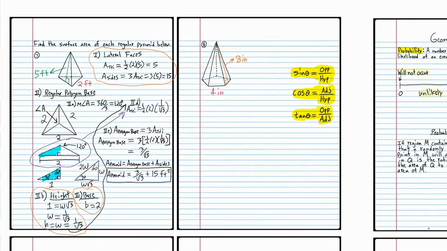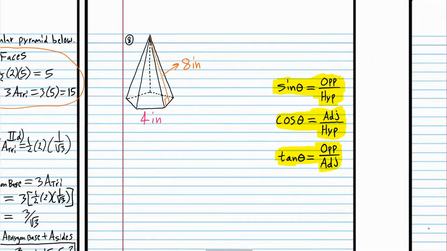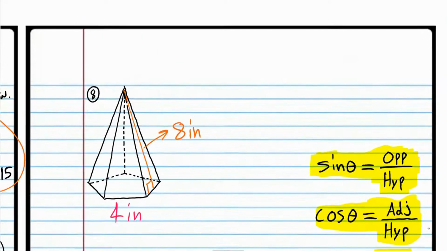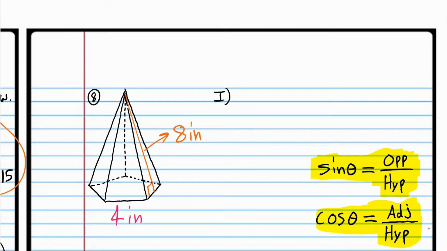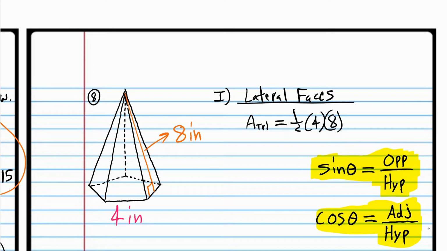Now we've got a regular pyramid with a pentagon base. And so we're going to start with the easy part, the lateral faces. The area of one triangle is equal to 1/2 times the base times the height. Again, this is the base, which is 4. All those bases are 4, times the height. So then we get 16.